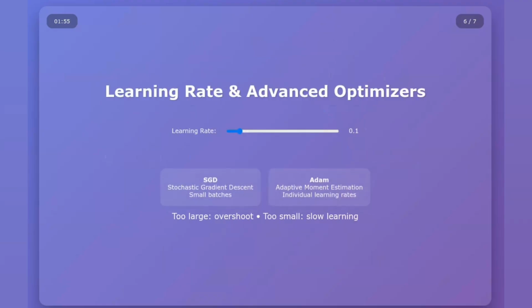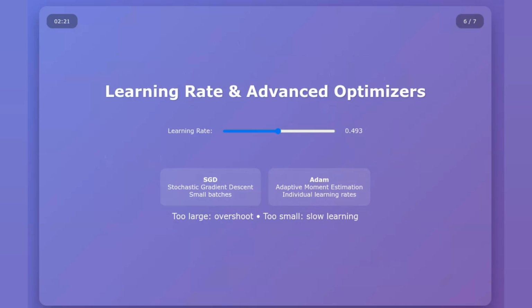The size of these steps is determined by the learning rate, which is a crucial hyperparameter. A large learning rate can overshoot the minimum, while a small one can make learning very slow. There are many variations of gradient descent, such as stochastic gradient descent, SGD, which uses small batches of data, and more advanced optimizers like Adam, which adapt the learning rate for each weight individually, leading to faster and more stable training.